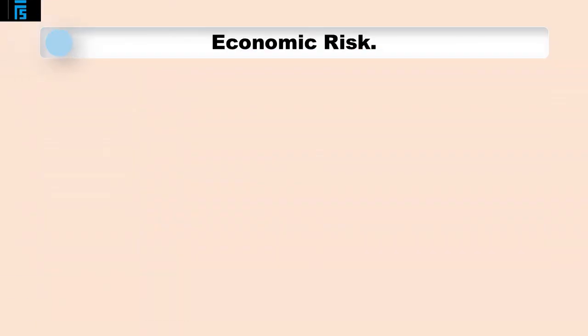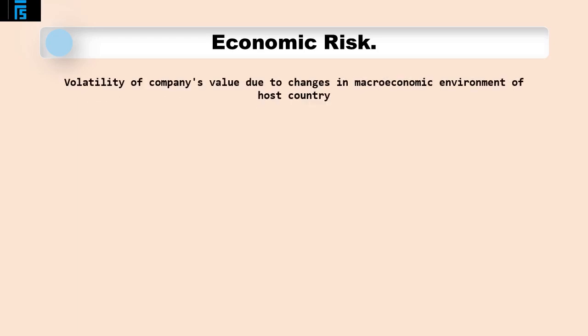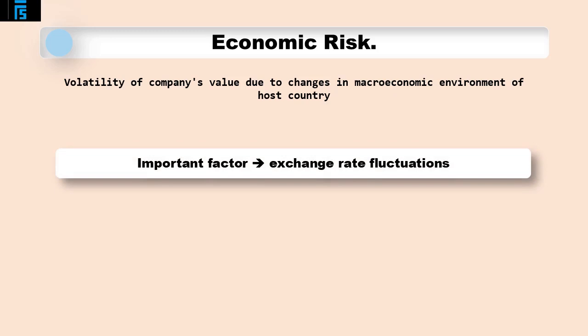Another type of risk which is connected with overseas investment is economic risk, defined as the volatility of a company's value due to changes in the macroeconomic environment of the host country, including factors such as economic growth, recession, and unemployment rates. Having said this, the single most important factor which influences economic risk is the level of the exchange rate of the local currency, which directly impacts the profitability of imports and exports of a foreign company, and in particular the level of dividends and other cash remittances made to the parent.